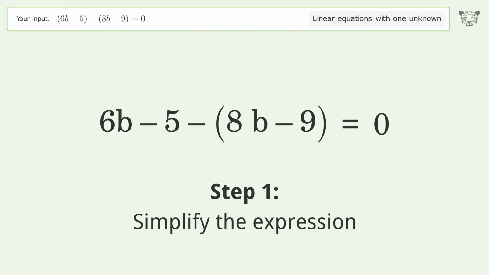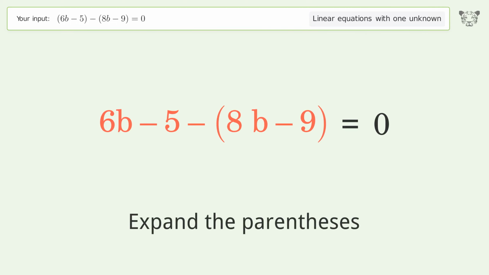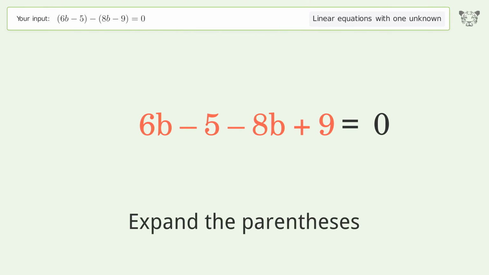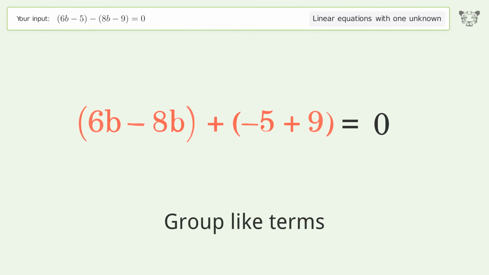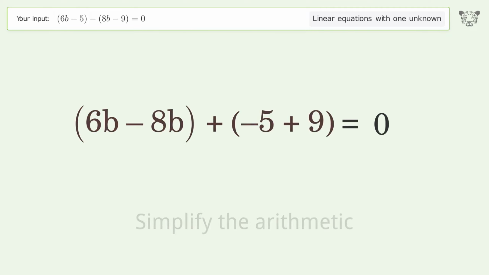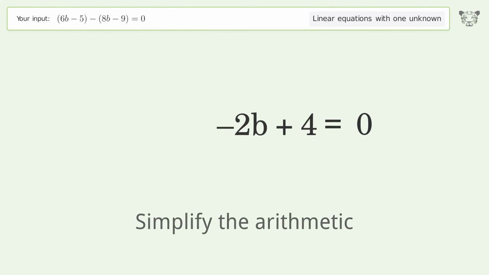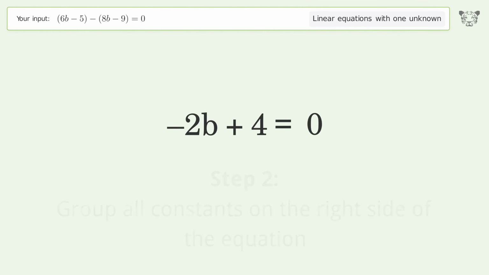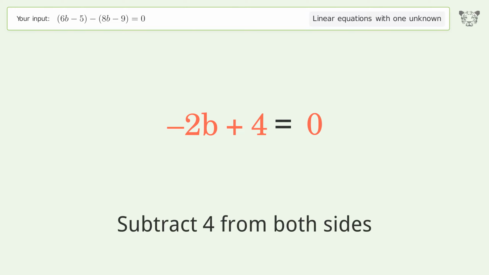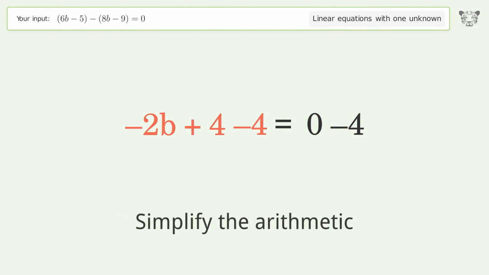Simplify the expression. Expand the parentheses. Group like terms. Simplify the arithmetic. Group all constants on the right side of the equation. Subtract 4 from both sides. Simplify the arithmetic.